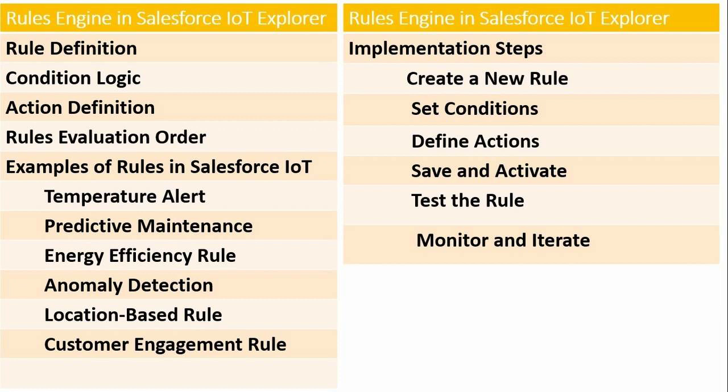Define actions. Specify the actions that should be taken when the conditions are met. This can include invoking Apex code, updating records, or triggering workflows. Save and activate. Save the rule configuration and activate it to make it live. Test the rule. Use test data or simulate events to ensure that the rule behaves as expected.